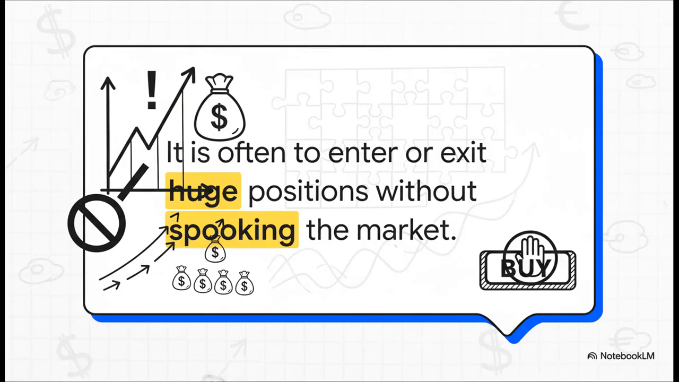Okay, but why do they even do this? Why not just place one giant order and be done with it? Well, it's all about being sneaky. If a bank tried to buy, say, $1 billion worth of something all at once, it would cause a massive price spike and completely spook the market. They'd end up with a terrible average price. So they have to be clever about it. They have to be discreet.